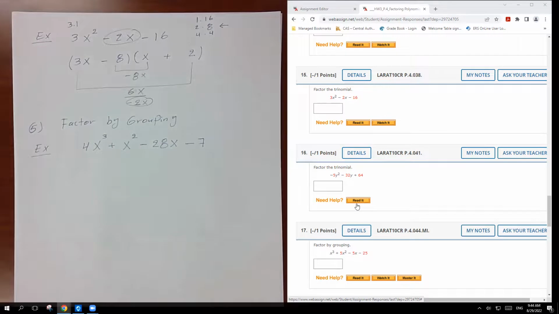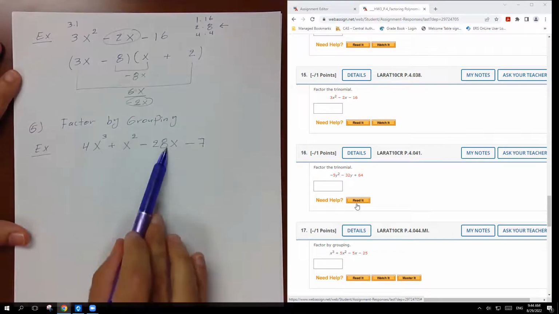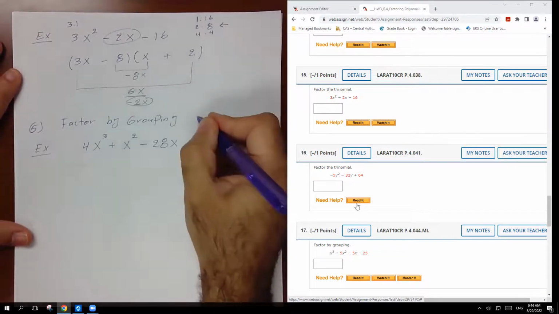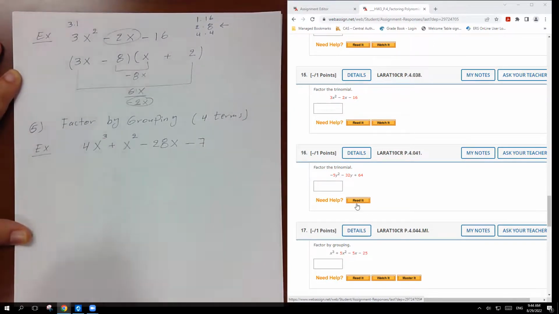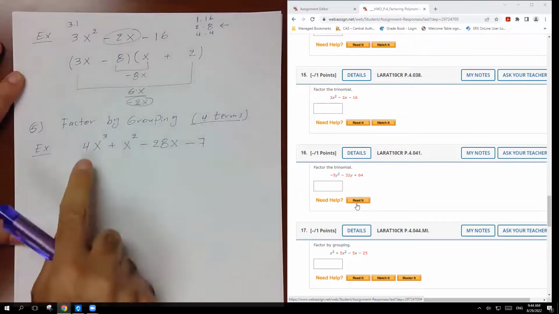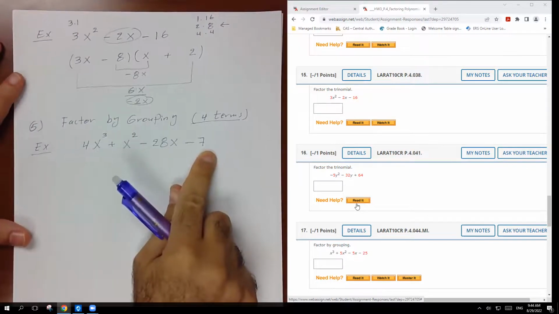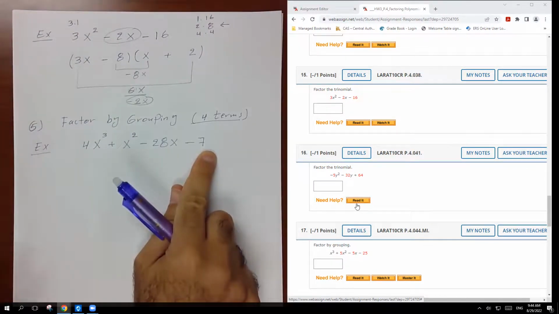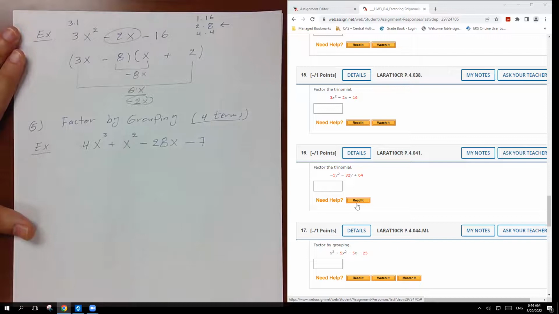If you go back to the previous method, it says factor trinomial. That means 3 terms. Always you're going to use factoring by grouping if you have 4 terms: 1, 2, 3, 4. And always check, do you have a common factor between this term and this one and this one and this one? If you check, there is no common. Then I'm going to go to the next step. How many terms? 1, 2, 3, 4. That means I'm going to use factoring by grouping.